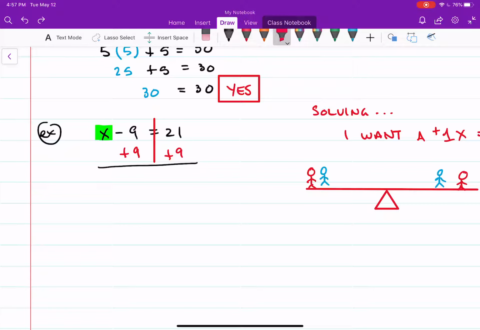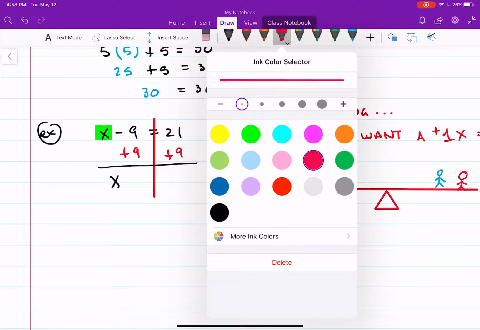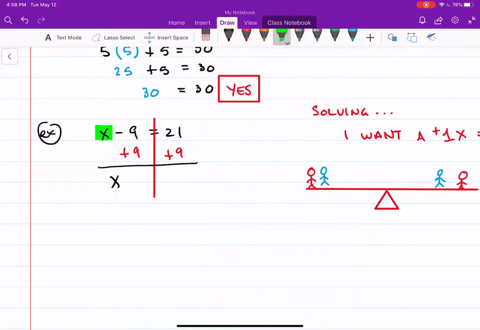So what do I have left on the left side? The left side is only going to have x left, okay? Because this is going to give me 0. So then that's equal to 30, okay? So x is equal to 30.